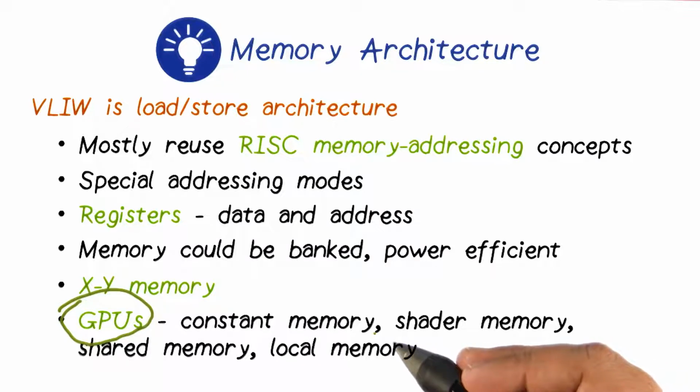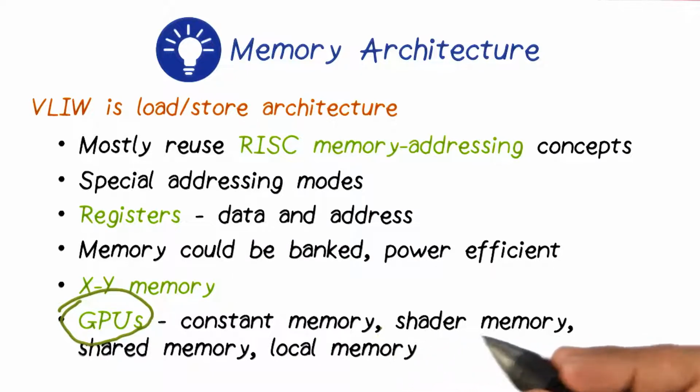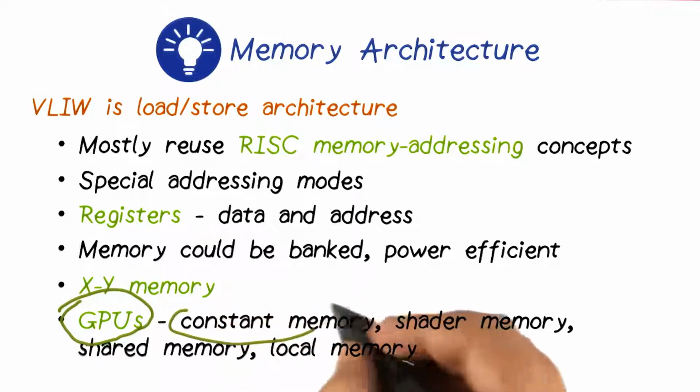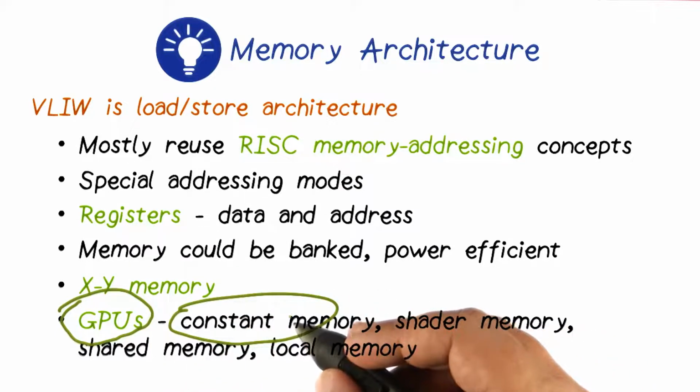So how are the GPUs different? Here is an example of typical memory that are supported by the GPUs. GPUs have what is called a constant memory. What does that mean? That means all the variables which do not change throughout the lifetime of the program could be put there, and these behave as constants.